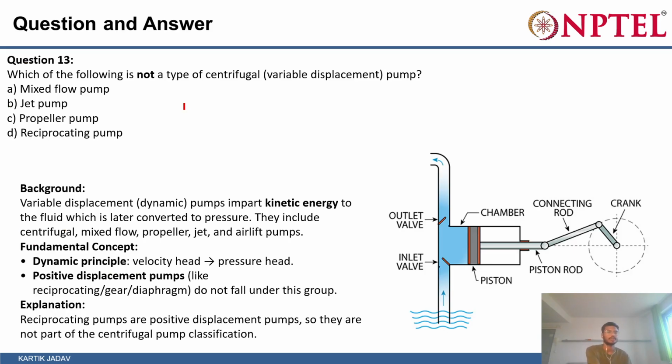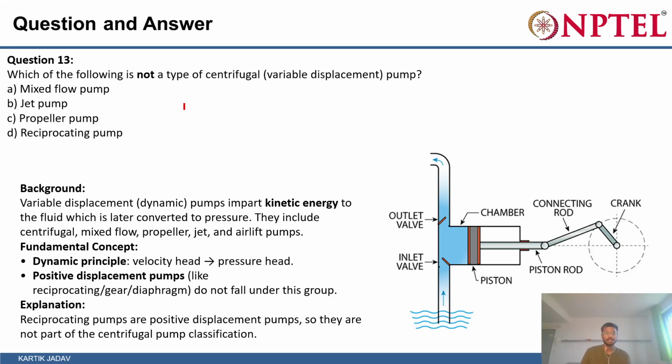Which of the following is not a type of centrifugal pump? So option A, mixed flow pump, jet pump, propeller pump. So centrifugal pump. We know that a reciprocating pump is not a type of variable displacement pump. It is a positive displacement pump.